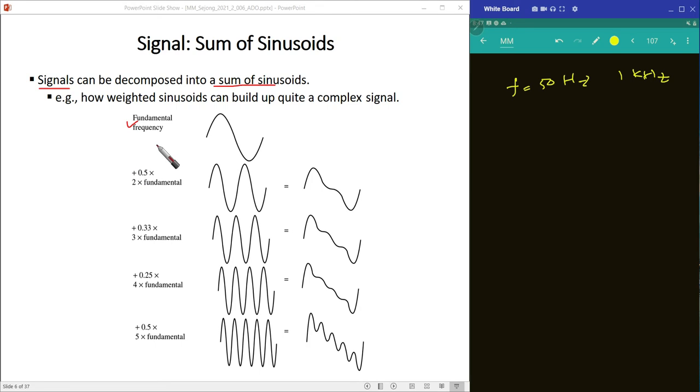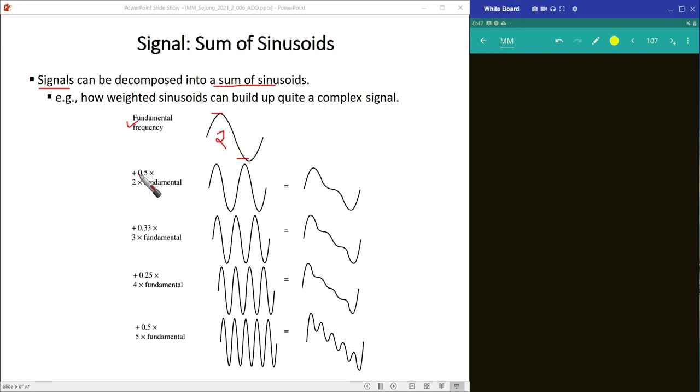Now let's say we double this frequency, so this is a double frequency, and we make the amplitude half. For example, here the amplitude from here to here is maybe 2 volts, and we take half of this amplitude. So first, we just double the frequency, and we reduce the amplitude to 50%. So this is what it means.